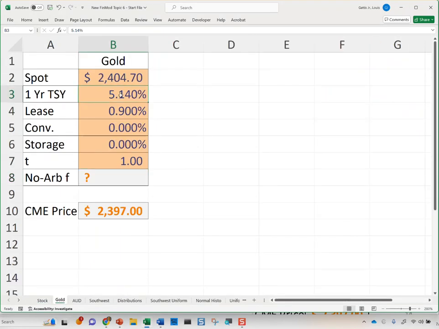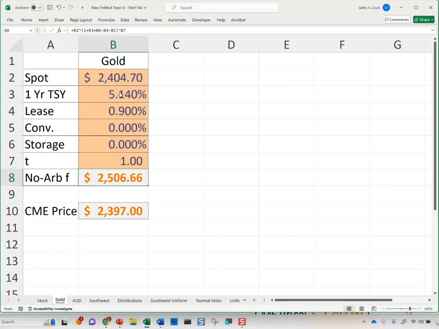I have gold here. On this date, gold was selling for $2,400 an ounce. The 1-year treasury was 5.14. I Googled and the lease rate for gold was 0.9%. We'll assume no storage cost, no convenience yield, but I'll leave it in the formula. So the no arb forward price for gold is 2,400 times 1 plus the cost of carry, R plus storage minus lease minus convenience, raised to the T power.